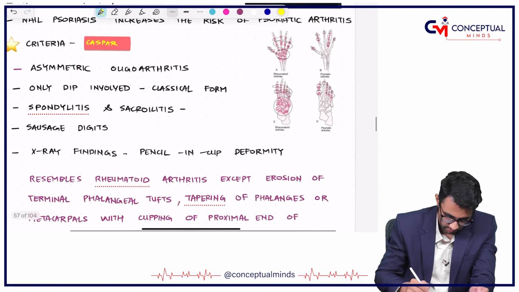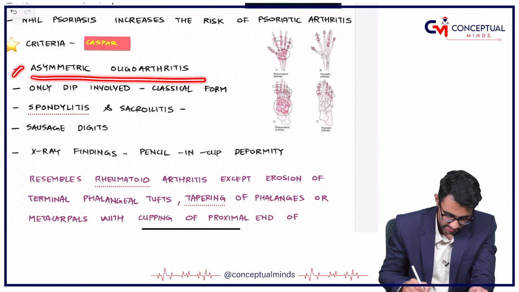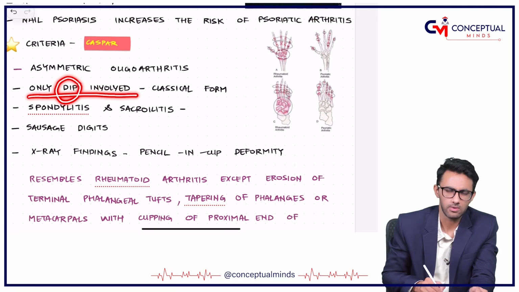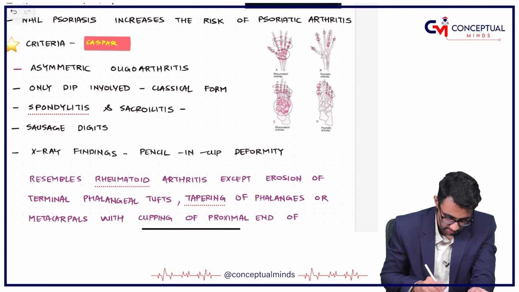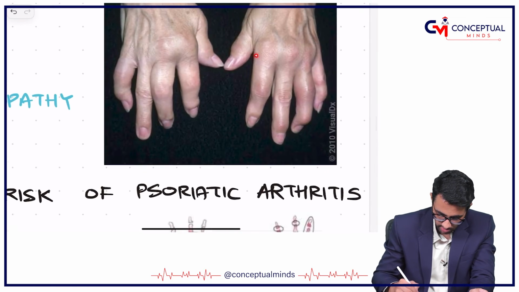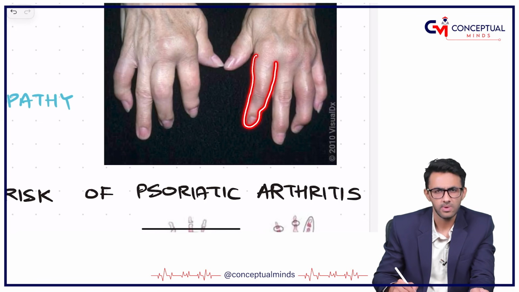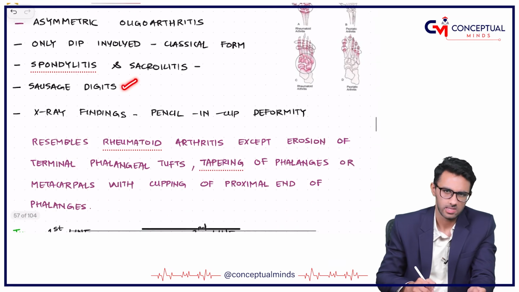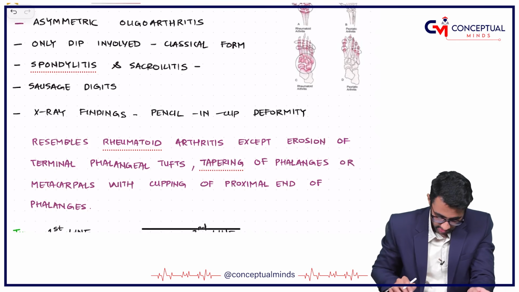First of all, let's follow up these points. Asymmetric oligoarthritis. Only DIP is involved, the distal interphalangeal joint. We are talking about psoriatic arthritis, so please mind that point. And spondylitis and sacroiliitis, and sausage digits are seen. These digits, if you see, are quite swollen. The DIP and PIP both are swollen, so it gives a sausage appearance. Sausage digits, a very peculiar term about psoriatic arthritis.